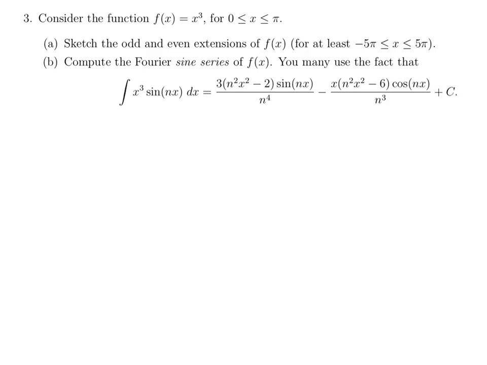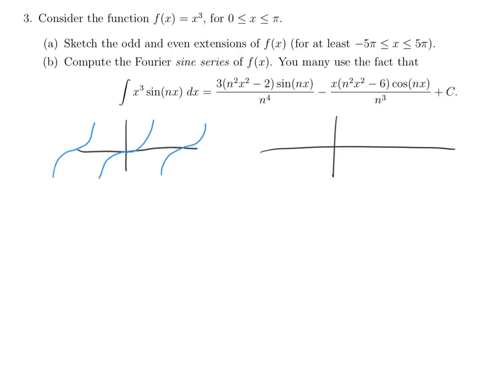Okay, problem 3. Consider the following function. So this is a parabola type thing, x cubed, and then sketch the odd extension. So the odd extension is first make it odd, and then make that periodic. And then the even extension is take that and make it even, and then make that periodic.